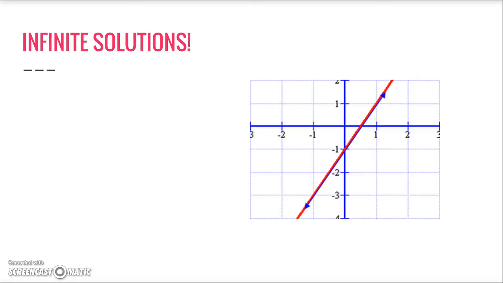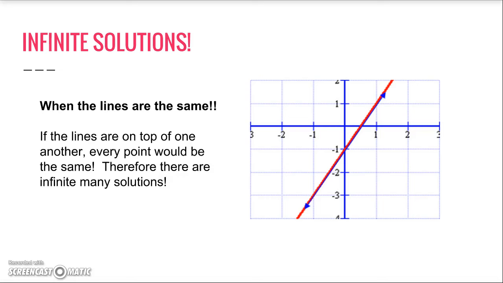Now what about infinite solutions? Just as we talked about, there's two lines exactly on top of one another. You can see the red line on the blue line. Every point on that graph is going to be exactly the same.